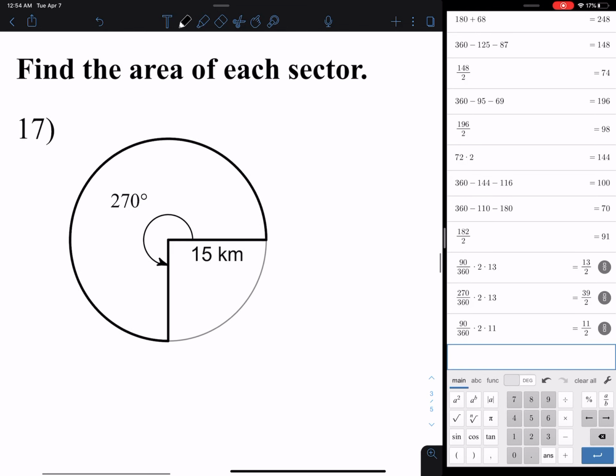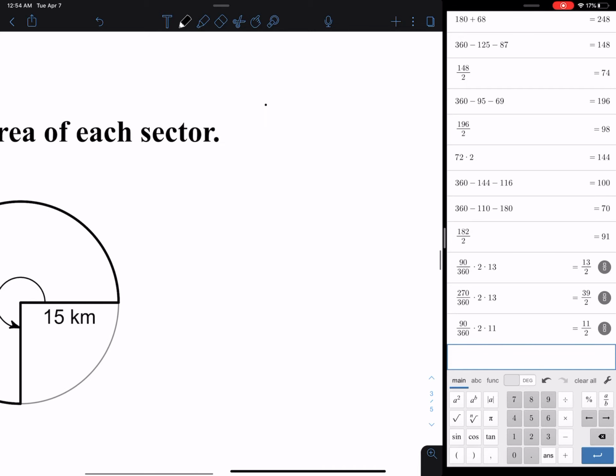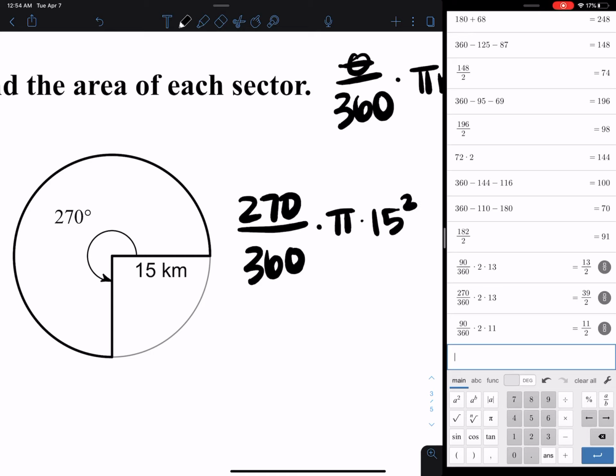The next section is super similar, but it's the area of a sector instead of the arc length. So the area of a sector is whatever that degree measure is over 360. And this time, instead of multiplying by the circumference, we're going to multiply by the area, which is pi r squared. So we have 270 over 360 times pi times 15 squared.